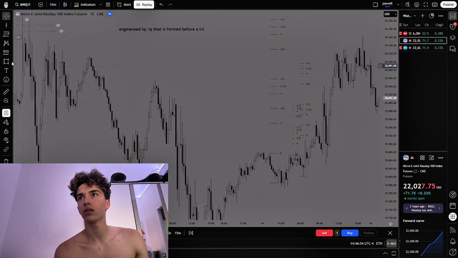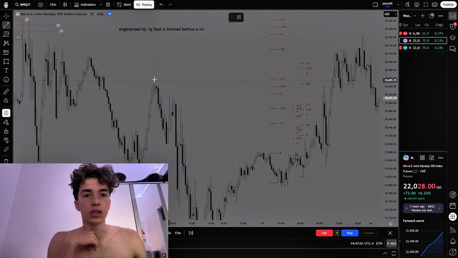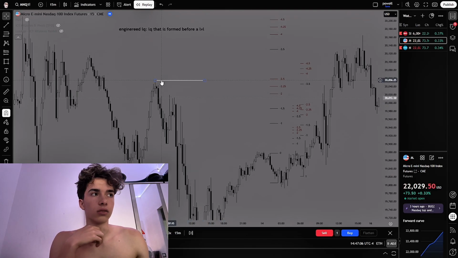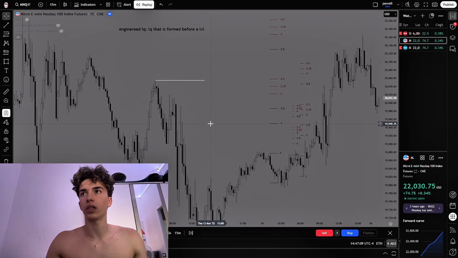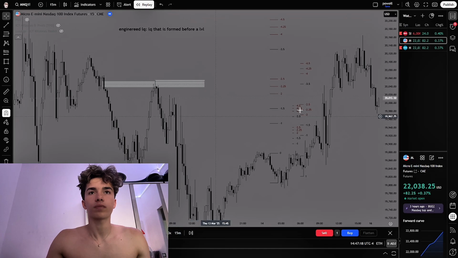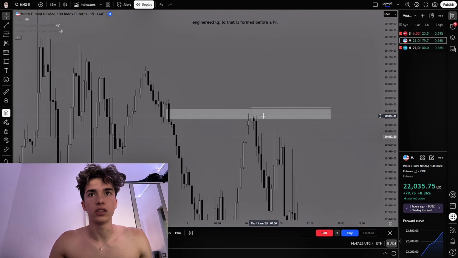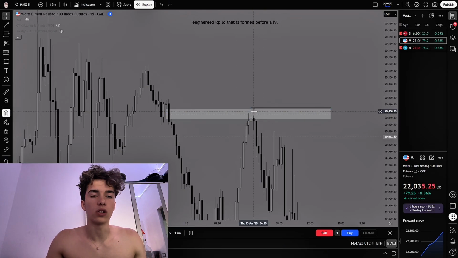This is an example of liquidity, but is this engineered liquidity? Yes and no, basically, because yes, we have this FVG here, but it's not properly at the level, and also it isn't under the CE, which is the real level of the FVG.